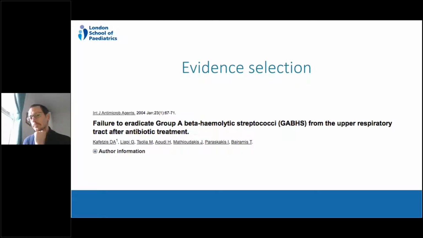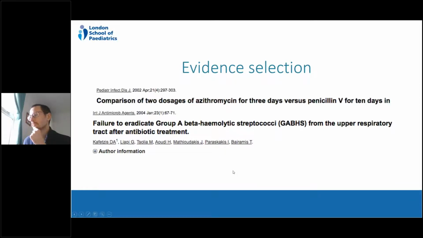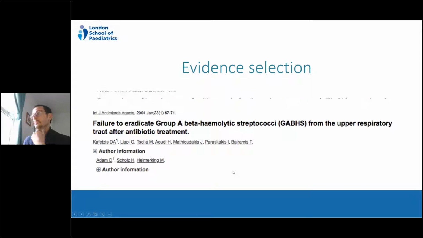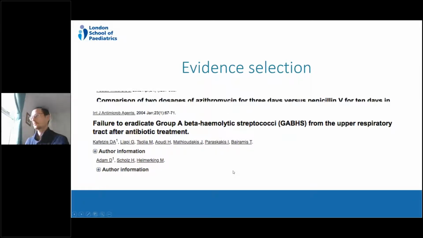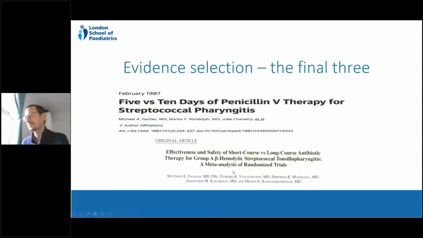So it was a bit of a struggle, but we were able to find 3 articles. Sorry about that, I played around with the animation of the slides, and I think I messed it up. In terms of the articles that we found, there were 3 that met our search criteria.